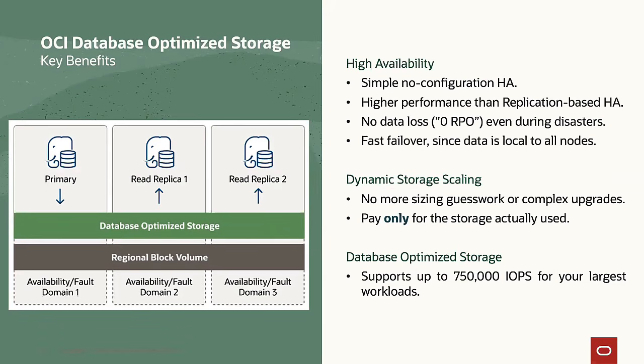And then on the performance side, we offer up to 750,000 IOPS. We start at 75,000 all the way up to 750,000. So really a lot of performance to support any type of workload and demands at scale.